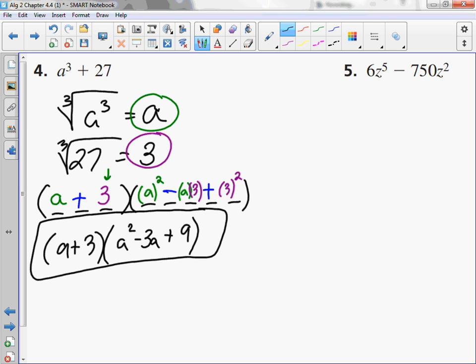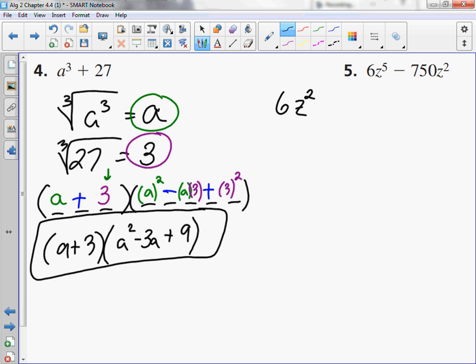Now looking at number 5, there might be a greatest common factor. Is there a greatest common factor between 6z to the 5th and 750z squared? Six z squared.